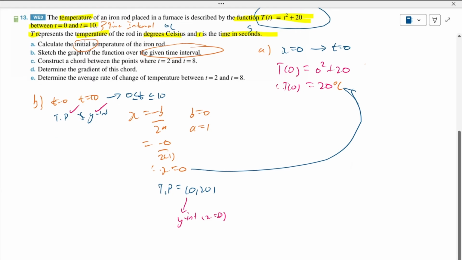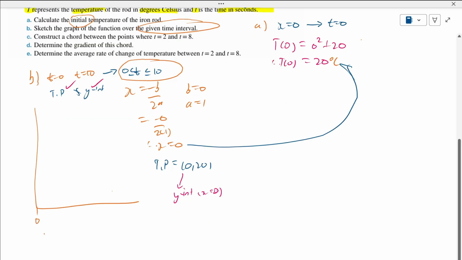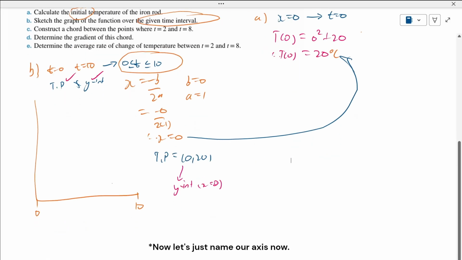Okay, so now we want to sketch the graph over the given time interval. So we know that t is going to be greater than or equal to 0 and less than or equal to 10. So let's label 0 here and let's label 10 there. And let's name our axes now. So we know that t is going to be time, and that's going to be in seconds. And we know that the y value is going to be capital T for temperature. And we know our unit for temperature is going to be degrees Celsius.